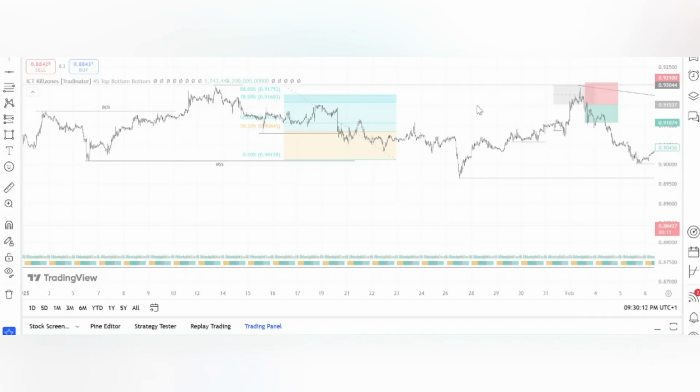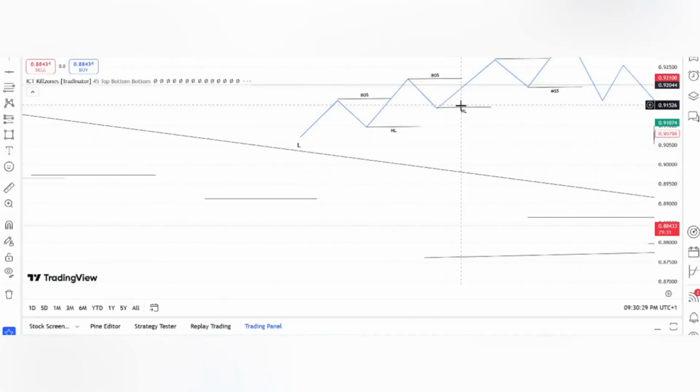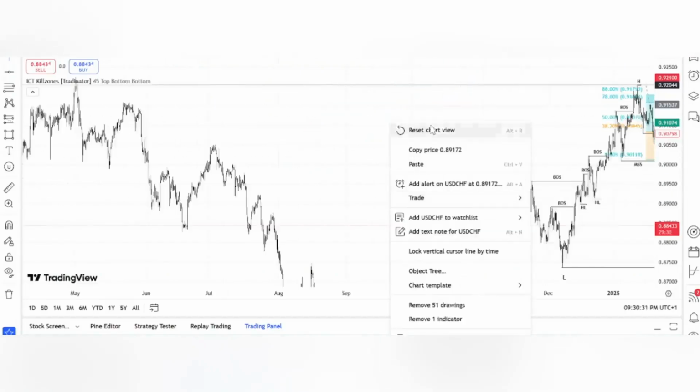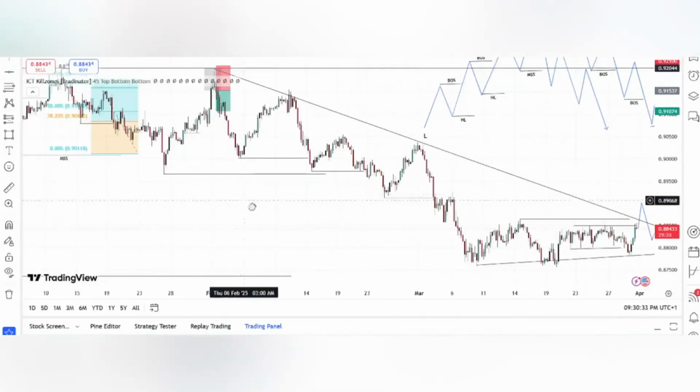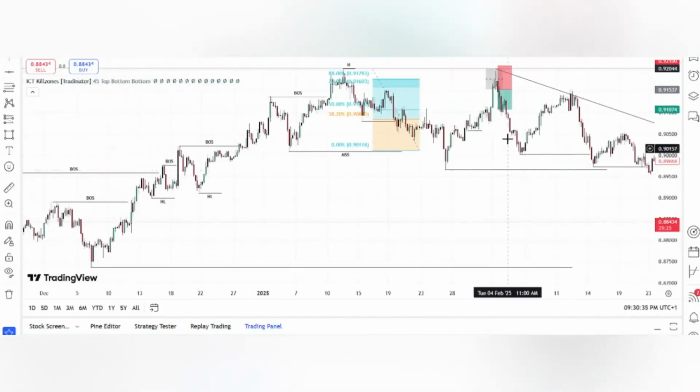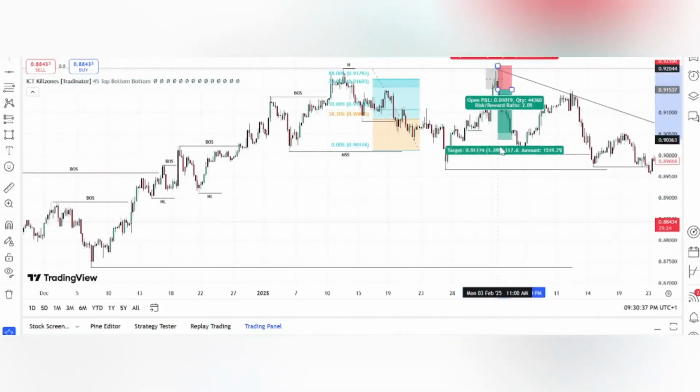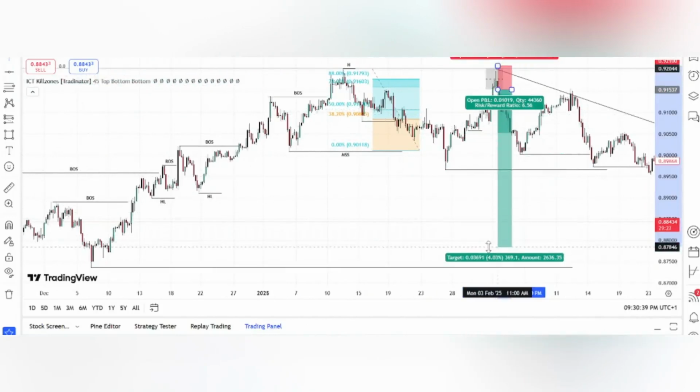Okay, so a risk entry, like I said, will give you good risk to reward, but then the win rate will be a little bit lower than using a confirmation entry. With a confirmation entry, you take good successful trades. You might almost have an 80% win rate because you're always waiting for confirmation.